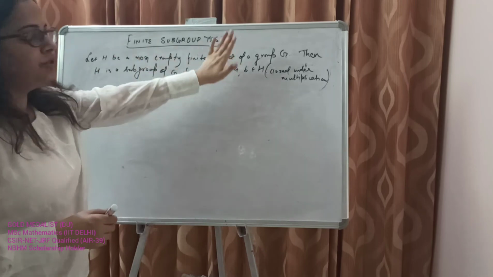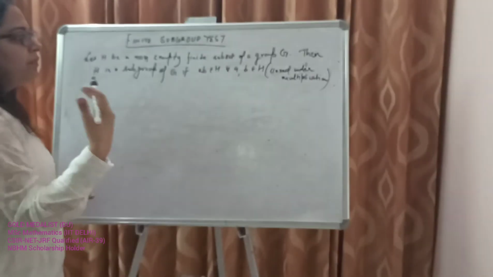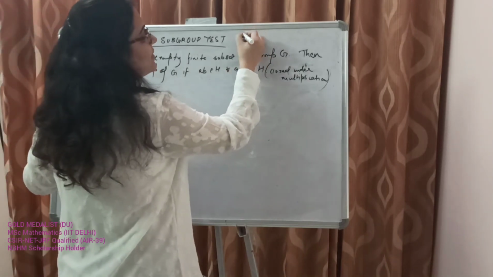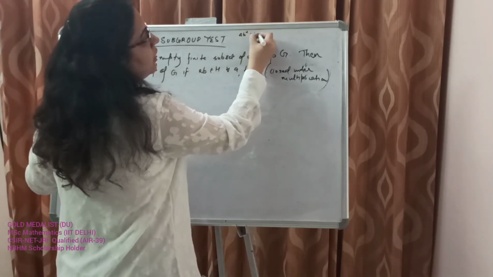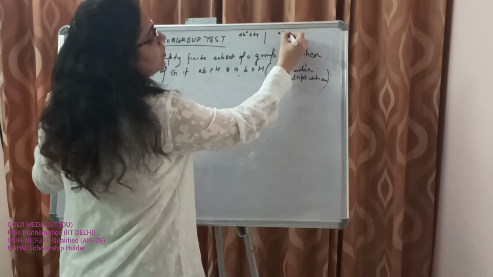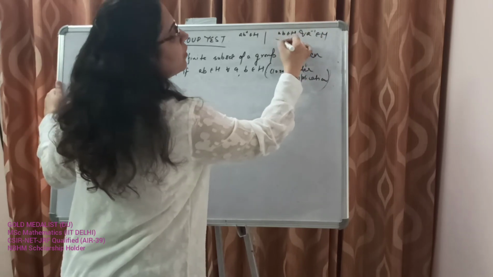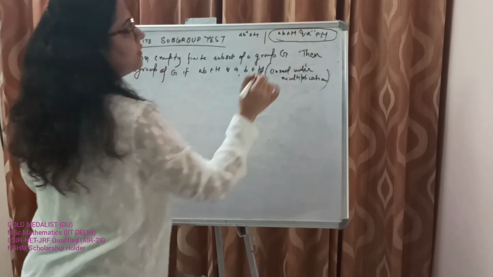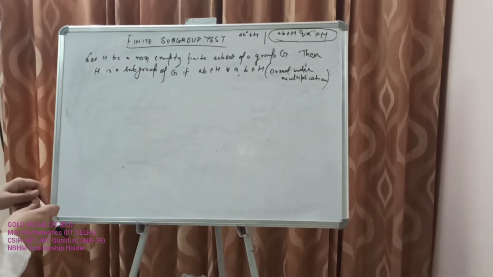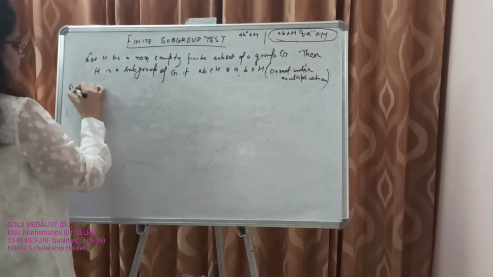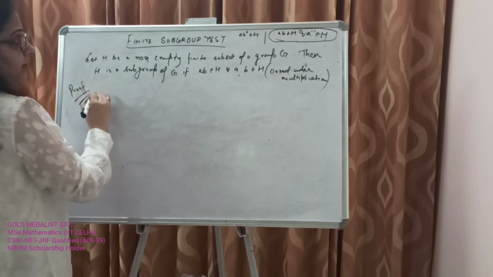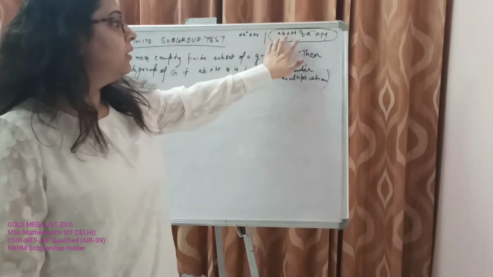Now we have done two subgroup tests, the one-step subgroup test and the two-step subgroup test. One said that AB inverse belongs to H, the other one said that AB belongs to H and A inverse belongs to H. Let's make use of this two-step subgroup test. Now to prove that it is a subgroup, we can use this.